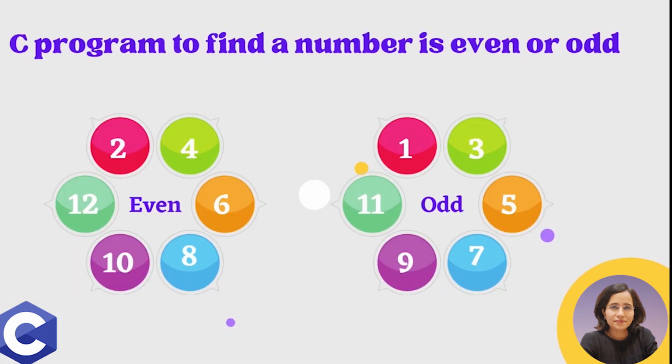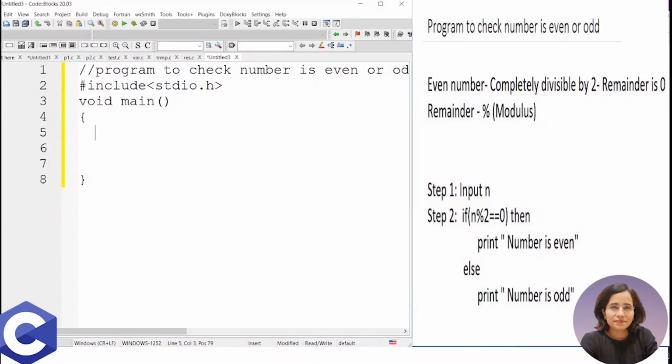Let's implement the concept of if-else using program. In this program, we are checking whether the number is even or odd. So what is even number? The number which is completely divisible by 2 is even number. If it is completely divisible by 2, we will get the remainder 0. So how to take the remainder? Using modulus operator. So check the condition. If we take the modulus by 2, we will get 0. Then it is even number, otherwise odd number.